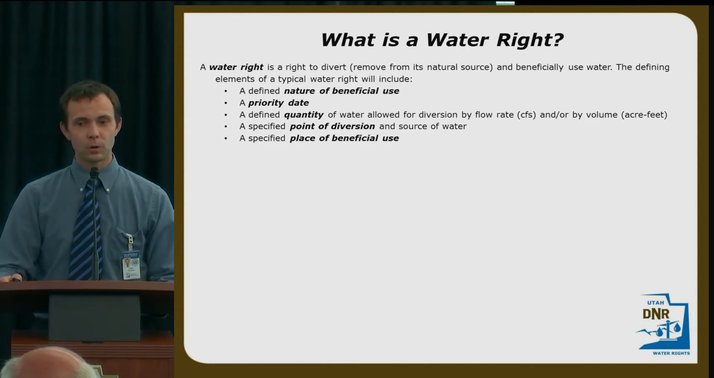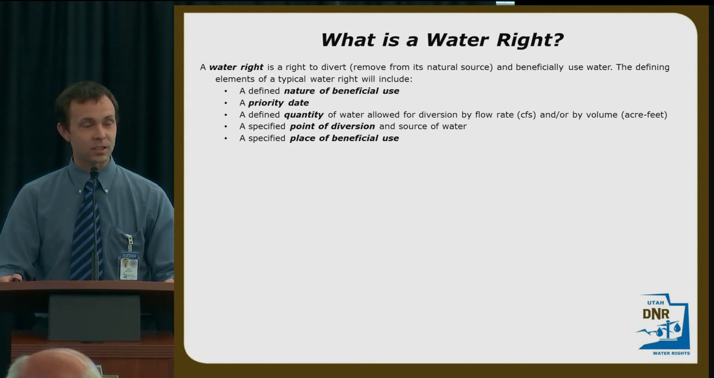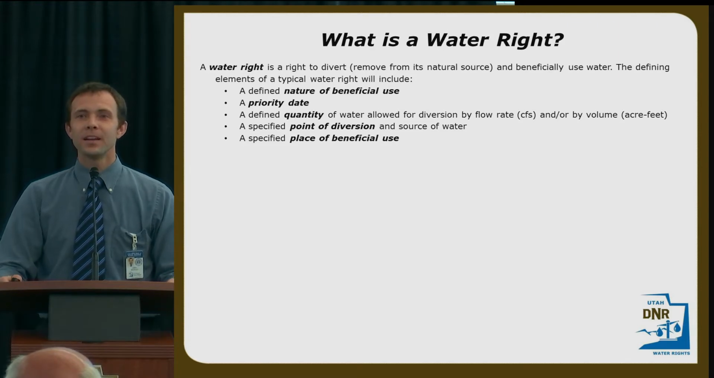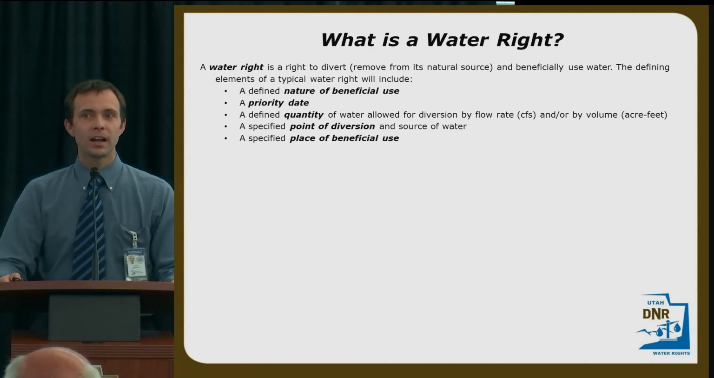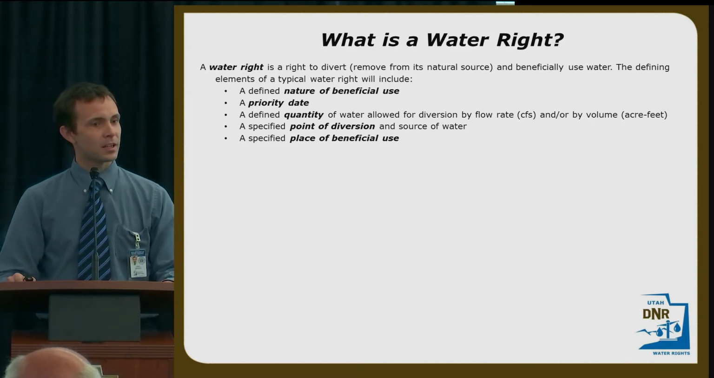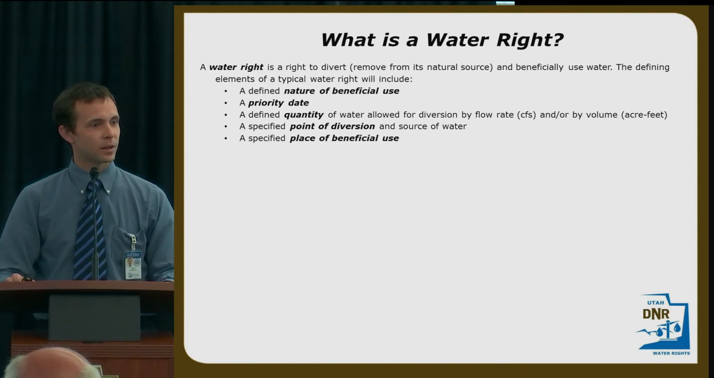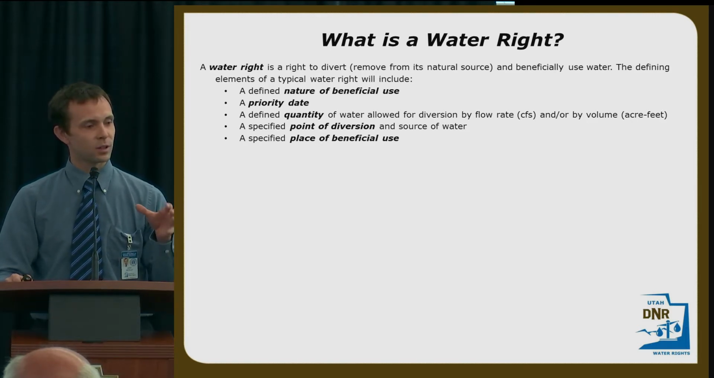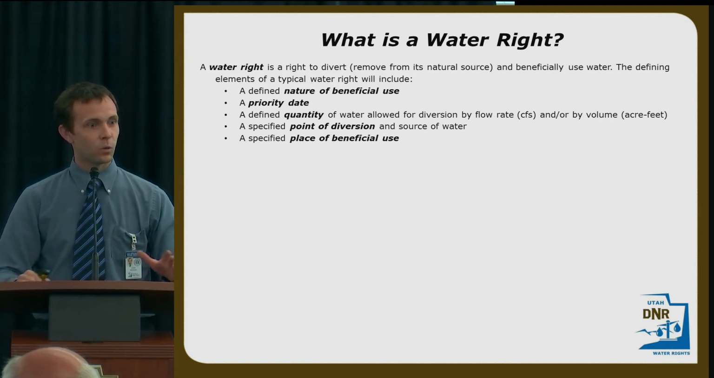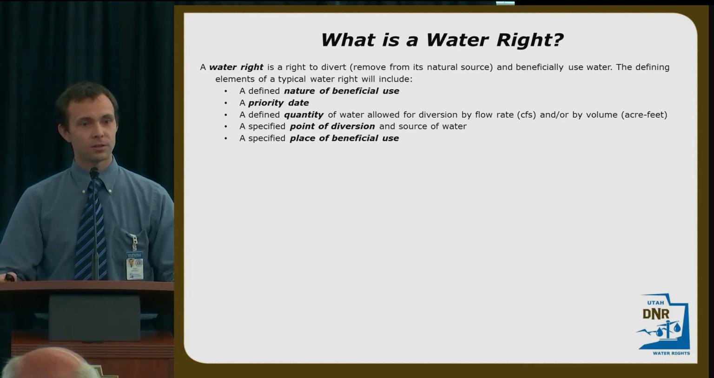So for most of Utah, they had to come after Utah was settled, so most priority dates are after the 1850s, or 1847. A defined quantity of water allowed for diversion, which is either by a flow rate in second feet, or that's a cubic foot per second, or a volume, which is acre feet. So the volume would be 1 acre of ground inundated with 1 foot of water. That is an acre foot of water.